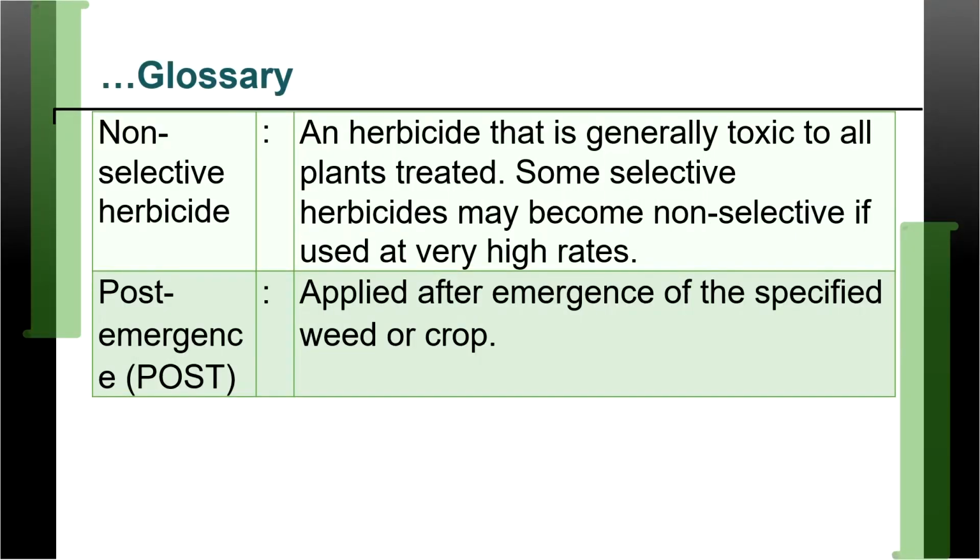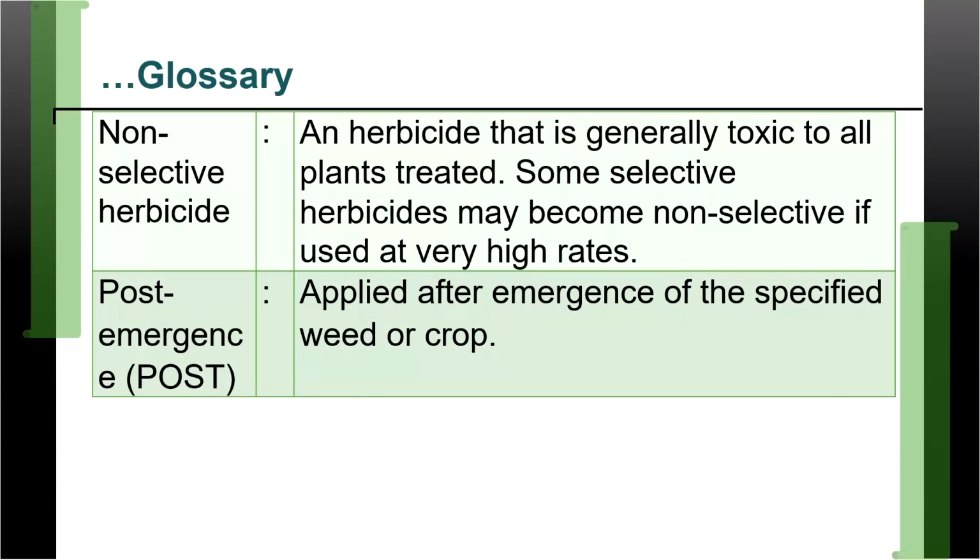Non-selective herbicide, an herbicide that is generally toxic to all plants treated. Some selective herbicides may become non-selective if used at very high rates. So non-selective herbicide means they will kill all kinds of plants wherever you apply them. Glyphosate or Roundup is an example of a non-selective herbicide which will kill all kinds of vegetation.